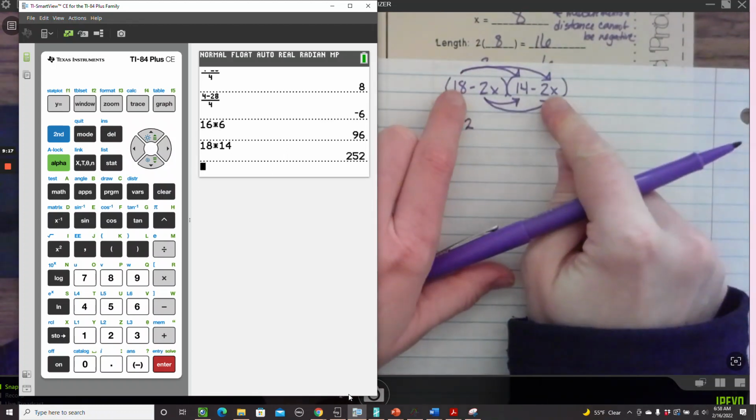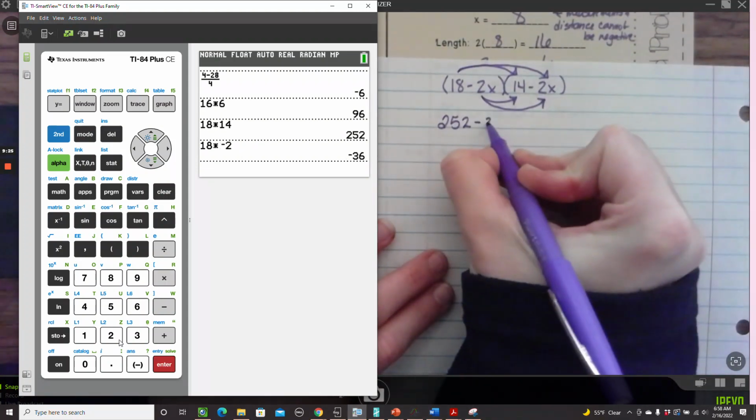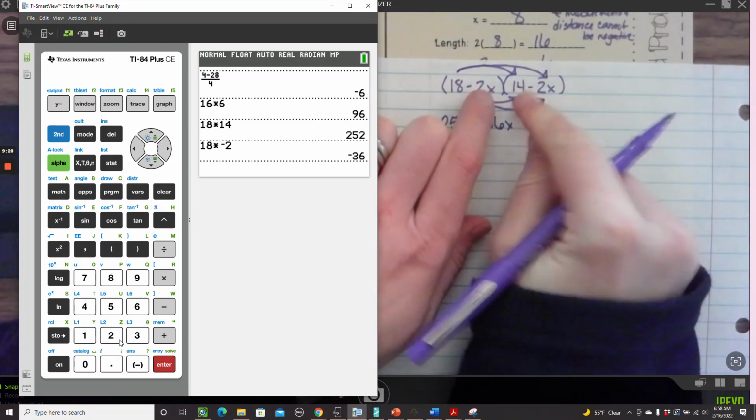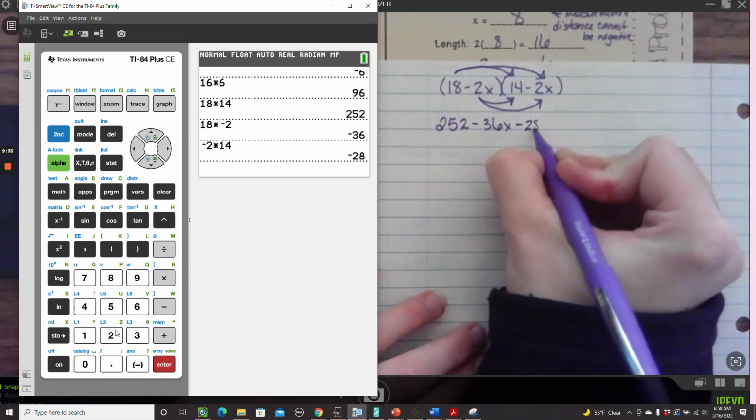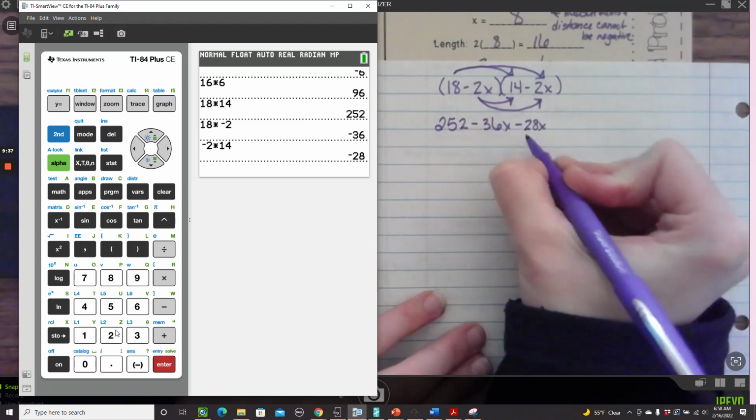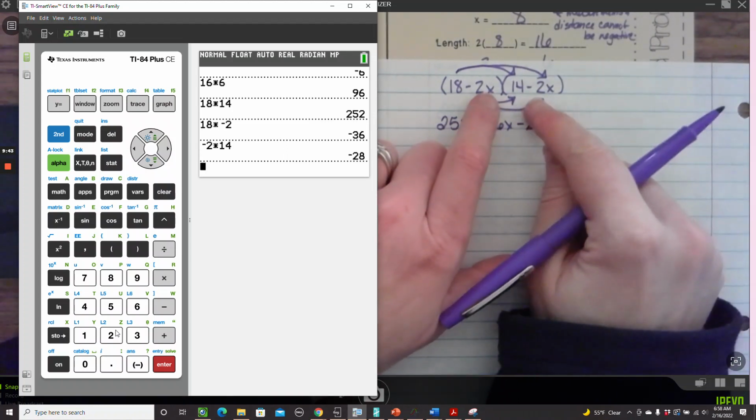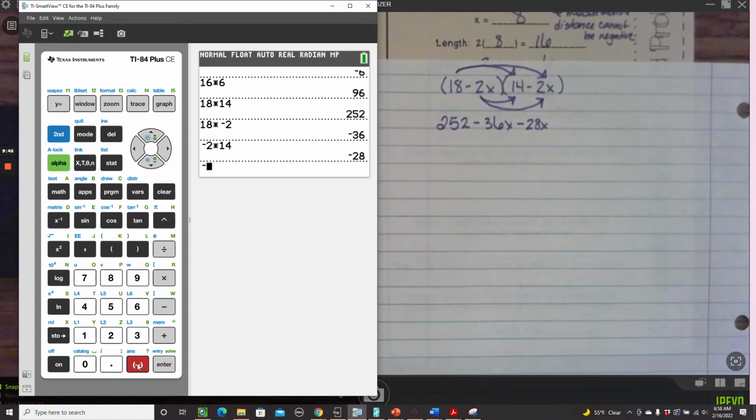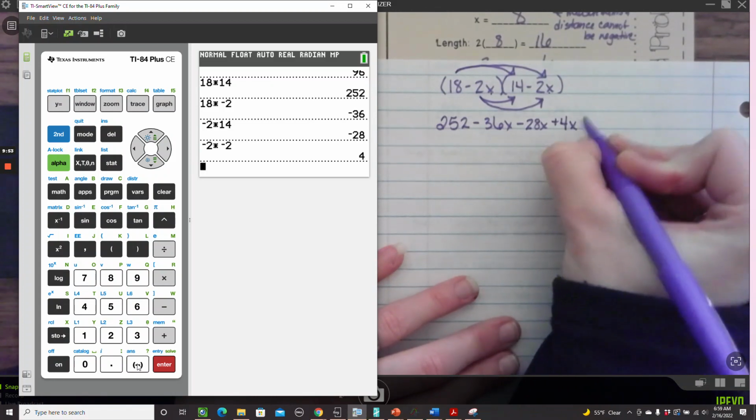All right, outside. 18 times negative 2x. So 18 times negative 2 is negative 36x. Inside, negative 2 times 14, or negative 2x times 14, I apologize. So negative 28x. So remember, if you're multiplying by something with an x, don't forget to go back and tack that on after you multiply the coefficients. And then we've got negative 2x times negative 2x, which is negative 2 times negative 2, which is a positive 4, but x times x is an x squared.